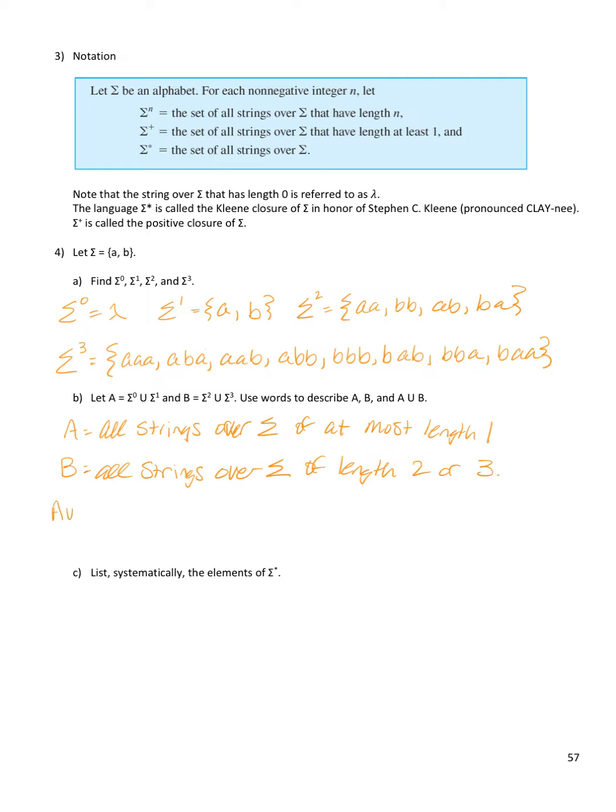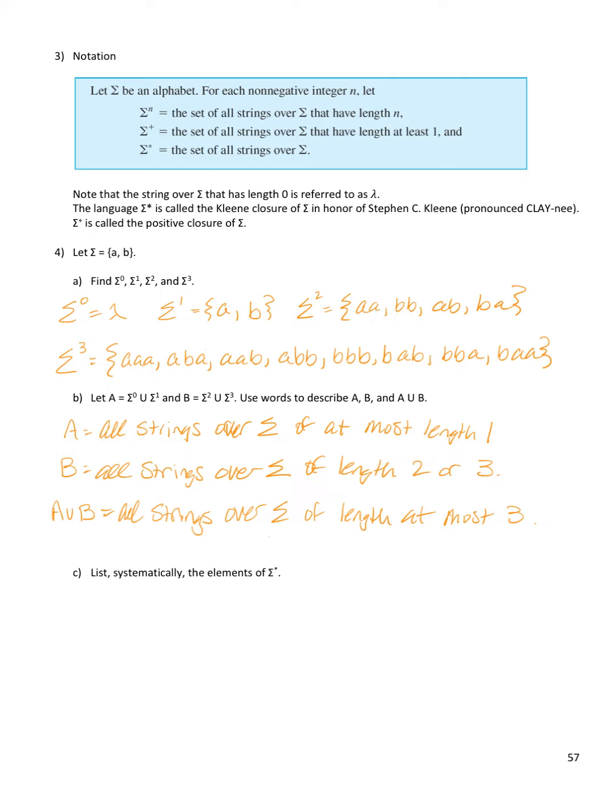A union B is the union of these two. So we have all strings of at most length 1, so these are strings of length 0 or 1, unioned with strings of length 2 or 3. So we're talking about strings of length 0 or 1 or 2 or 3, which is the same thing as saying at most 3. So this is all strings over sigma of length at most 3.